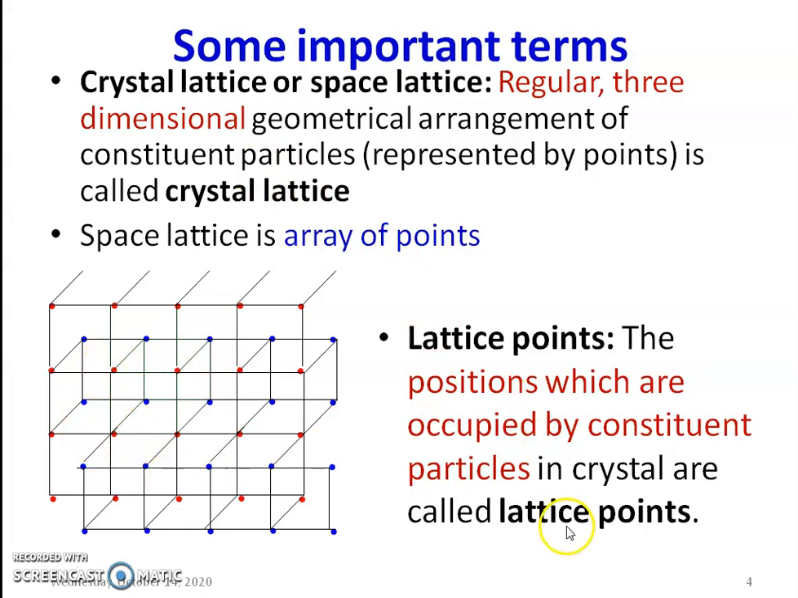So these two definitions are very important. That is, what is crystal lattice? Regular three-dimensional geometrical arrangement of constituent particles is called a crystal lattice, and the positions which are occupied by constituent particles in a crystal are called lattice points. So these dots are the lattice points, and this entire arrangement is the crystal lattice, and one repeating unit is the unit cell.